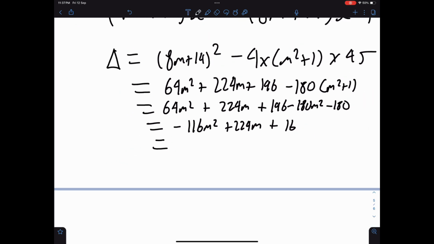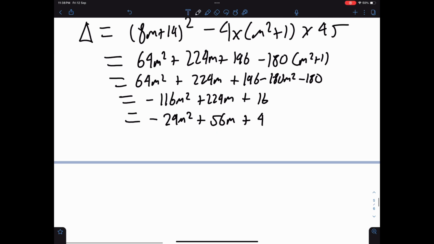And if we divide all that by something, so that would be, if we divide that by 4, we get 25, that's minus 29m squared plus 56m plus 4. And now we want to figure out when this is greater than 0.